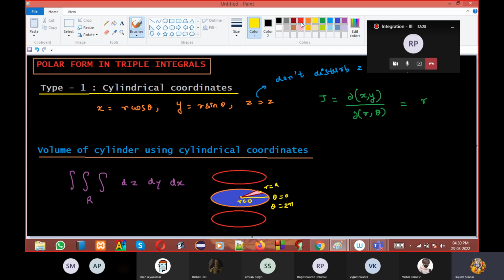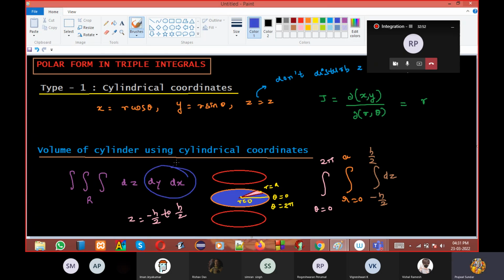That's it. And the height function doesn't change. Z you keep from minus h by 2 to h by 2, because I told you, don't disturb z. X and y we are changing. So theta is 0 to 2 pi, r is 0 to a, and z is minus h by 2 to h by 2 dz. And then dy dx I replace as r dr d theta. Any doubt on this?